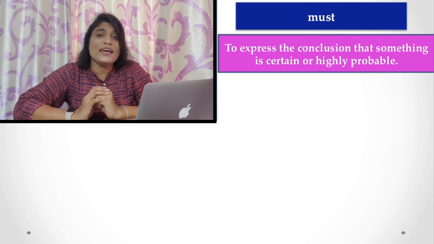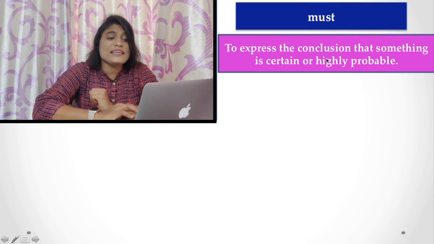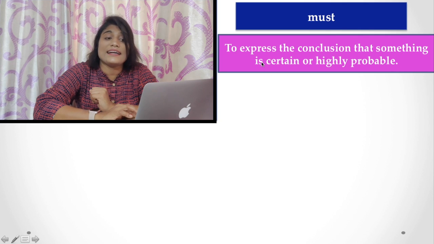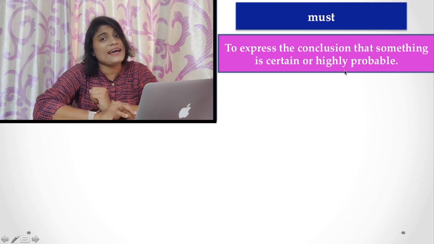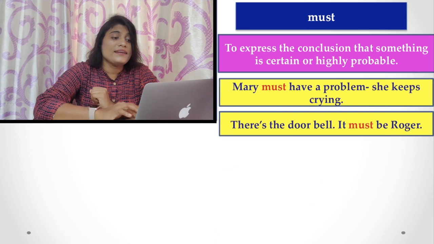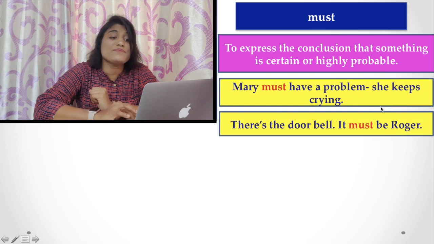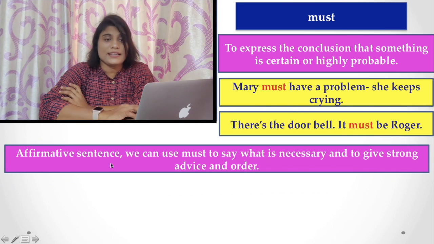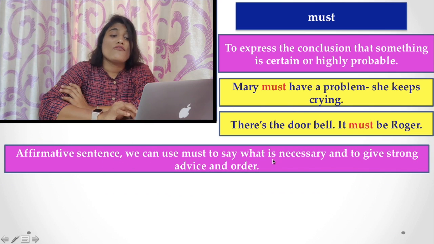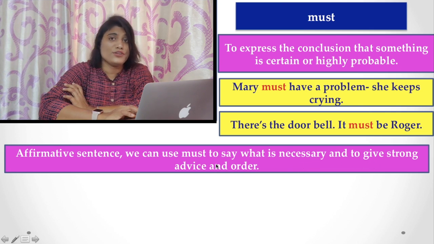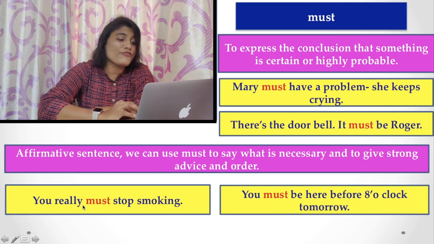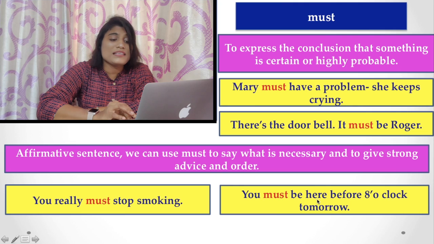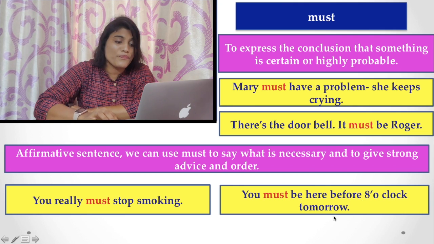Now, where do we use must? To express the conclusion that something is certain or highly probable, we have to use must. For example, Mary must have a problem. She keeps crying. There's the doorbell. It must be Roger. In affirmative sentences, we can use must to say what is necessary, and to give strong advice and orders. For example, you really must stop smoking. You must be here before 8 o'clock tomorrow.